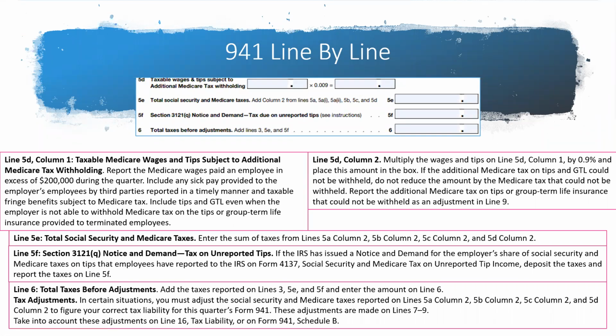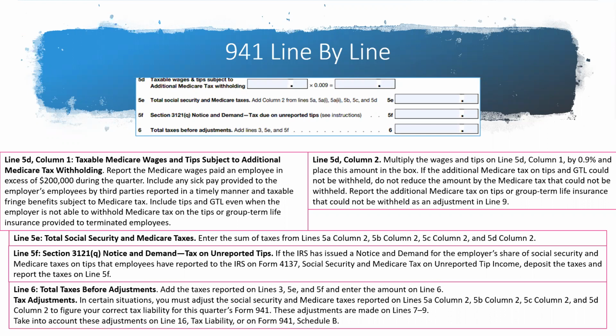So if the employer has received from the IRS a notice and demand for employer share of Social Security and Medicare taxes on tips that employees have reported to the IRS on Form 4137, then you must put that on line 5F of your Form 941, and you're responsible for paying that amount in taxes. So line 6 is the total taxes before adjustments. You're going to add line 3, line 5E, and line 5F and enter that on line 6.